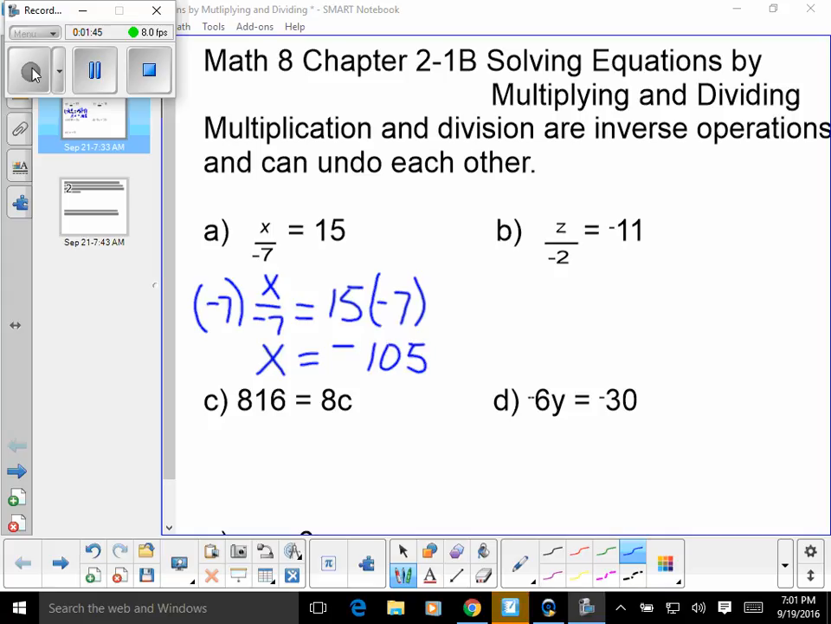Since this is somewhat review, I would suggest that you hit pause, and then I will show you how to work B. Again, with a division equation, we are going to show multiplication. Please use parentheses to do that. Over -2, and then -11 times -2. So z is going to equal positive 22 in this instance, since you have a negative times a negative.